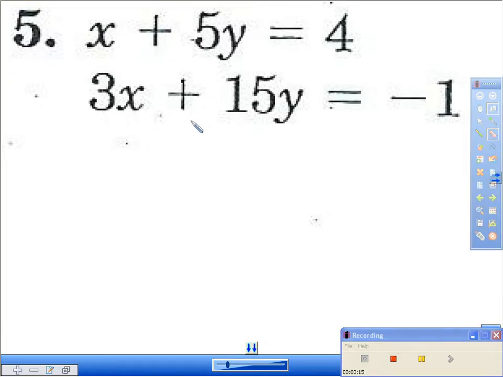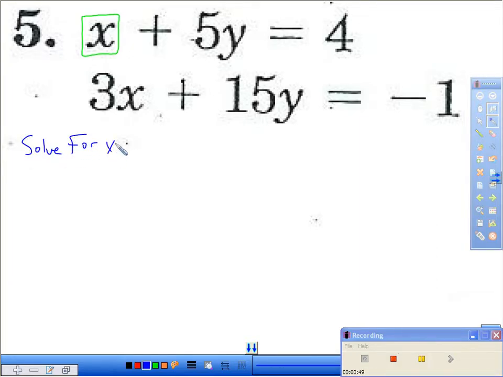Just a rule of thumb, a trick that we said would usually make it easiest on us is if we pick the variable that has a coefficient of 1, if we have one. That's going to help us reduce the chance that we have any fractions in our problem or anything like that, and a lot of times if we have fractions we'll make some type of mistake. So let's solve the top equation on number 5 for x. So that's our step 1, is to solve for x.